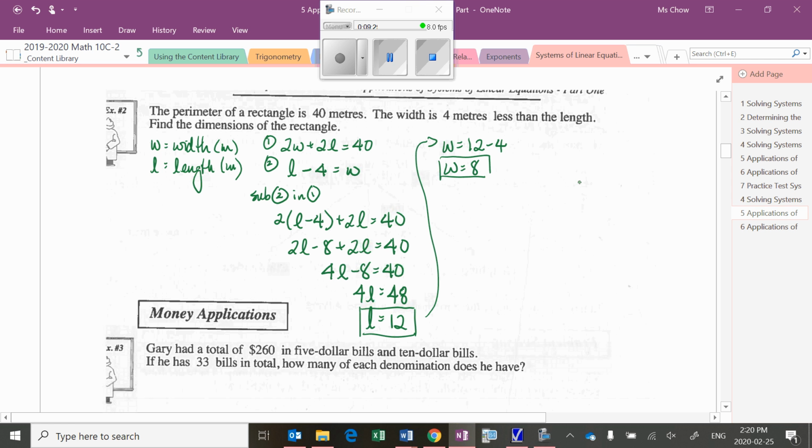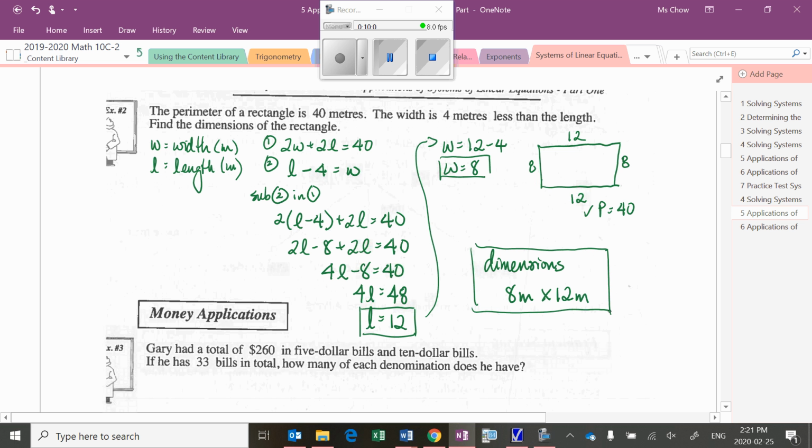So in the context of it, we can do a couple of things. I could quickly draw a picture even, and so we can see these lengths are each 12, the widths are each 8, and that quickly shows me that my perimeter is in fact 40 and the width is 4 meters less than the length. Awesome. So for the dimensions of the rectangle, we'll just write a quick statement. The dimensions are going to be 8 meters by 12 meters. And that will do it for class example number 2.